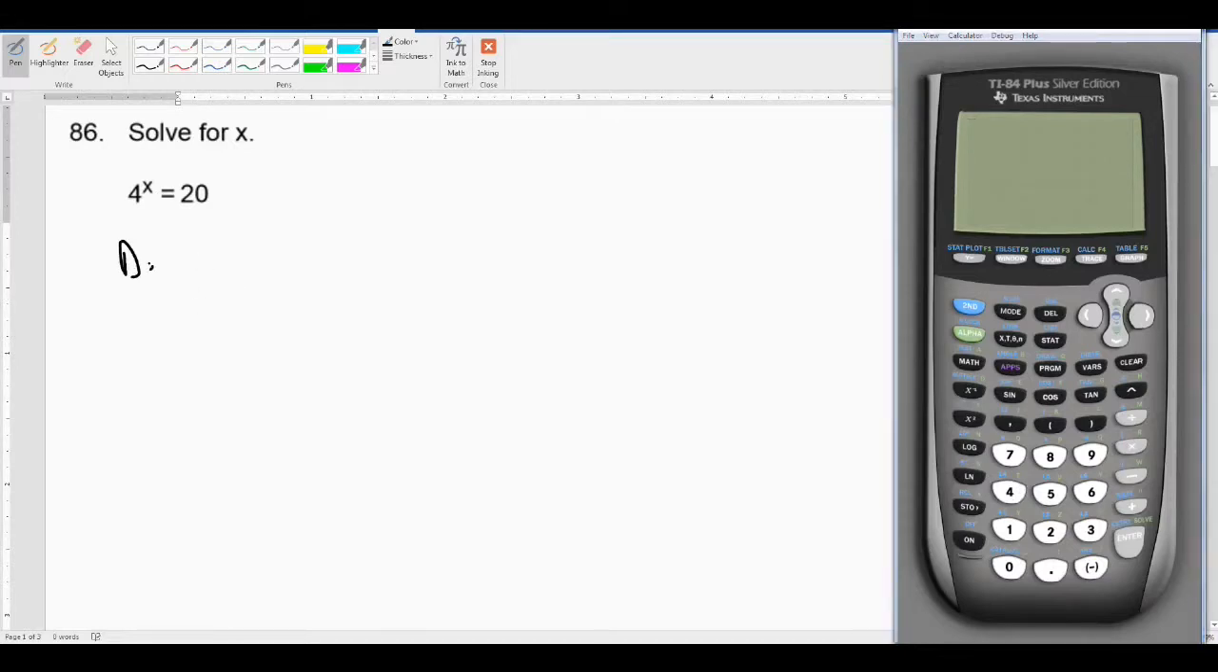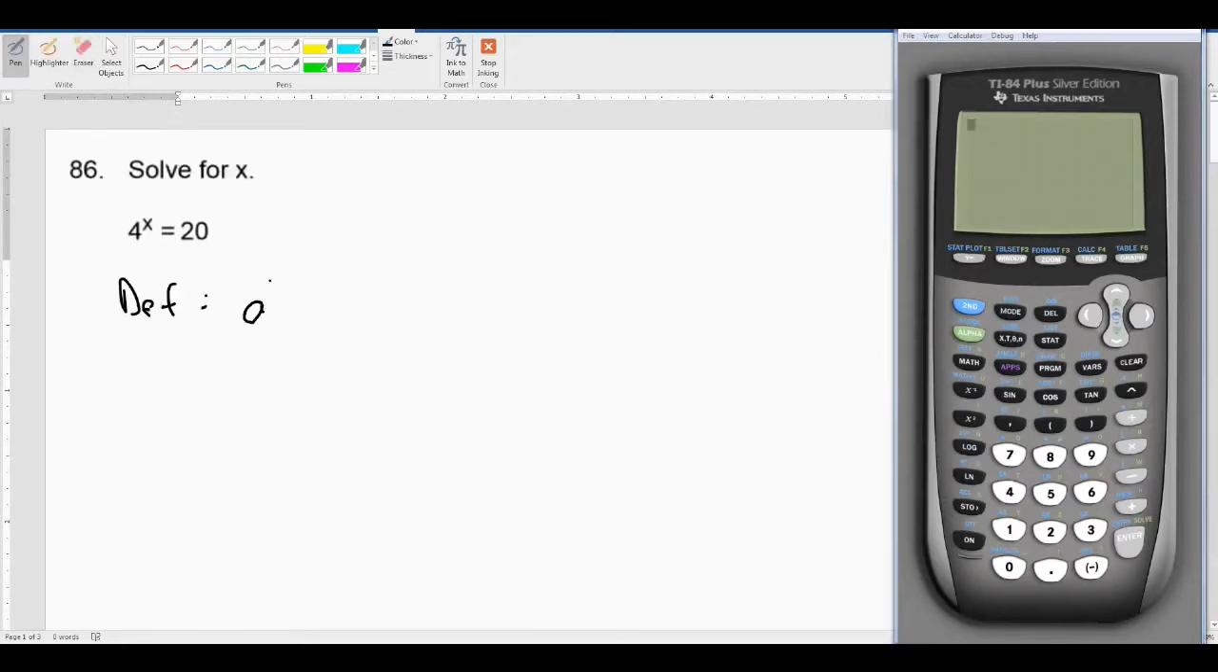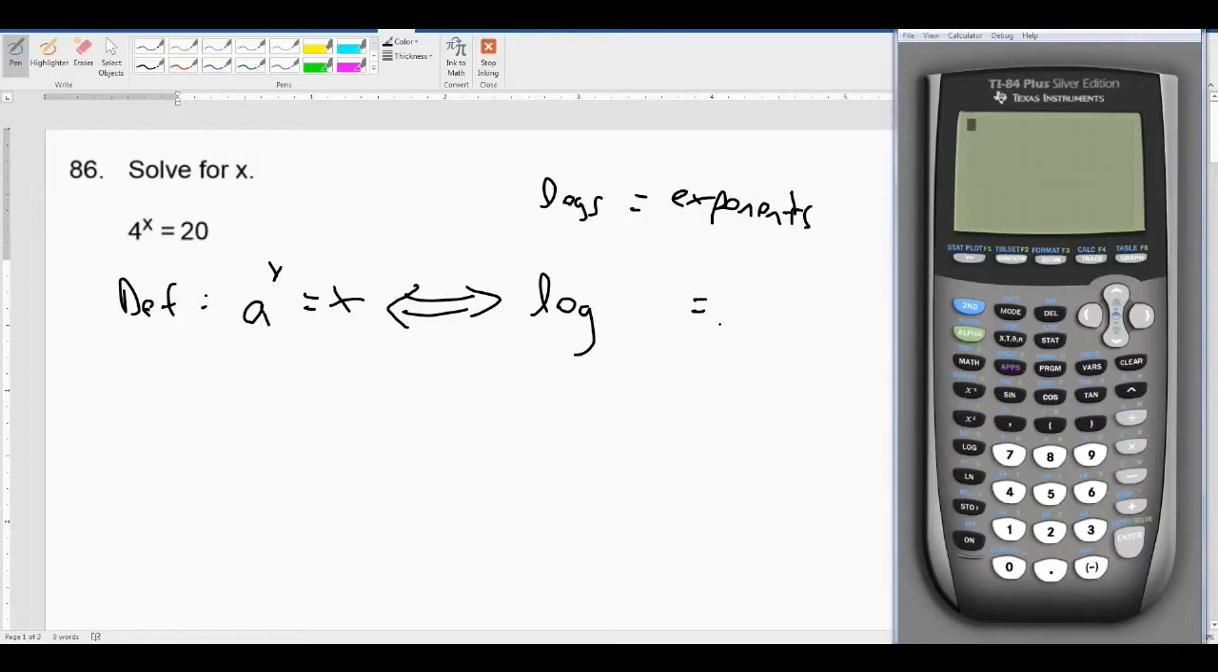The definition for logarithms is this. So you have a to the y equals x. Now that's the same as a log. Now here's what logs are. Logs are exponents. That's all they are. And so since the exponent is y, that means the log equals the y.